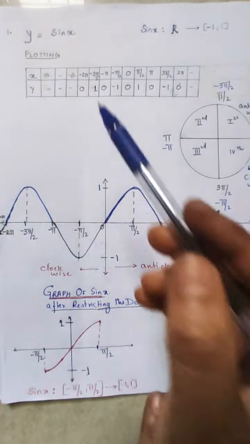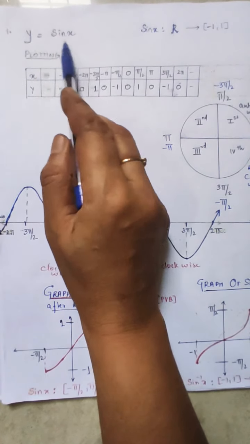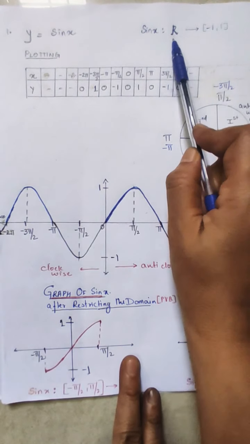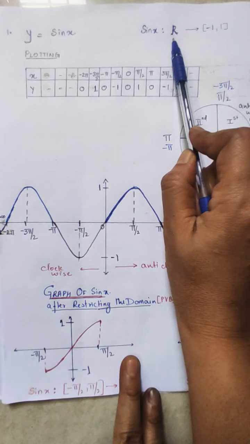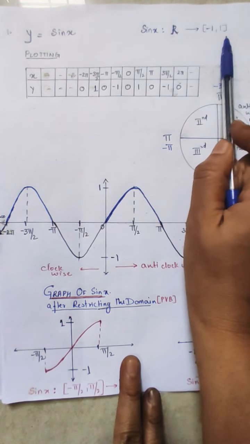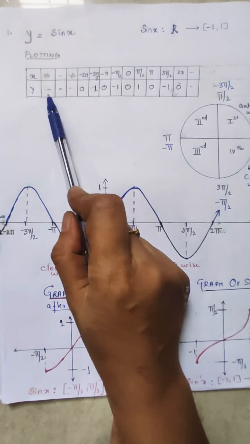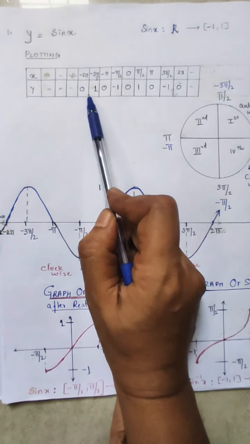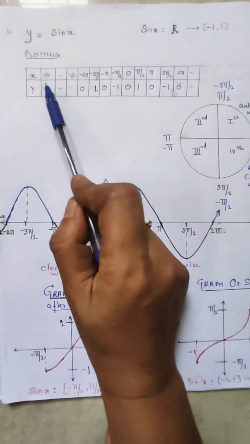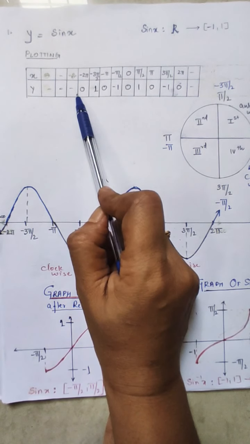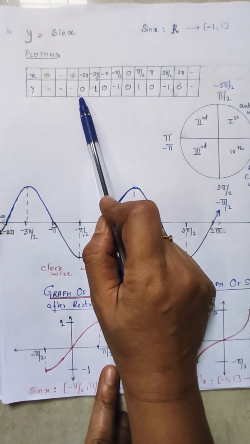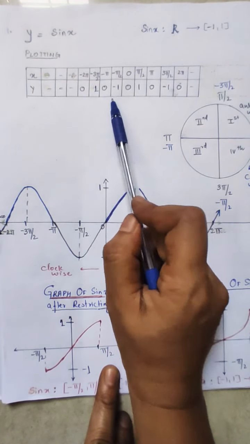The first one is, let y equal to sin x. We are taking the sine function. For sin x, the domain is all real values in terms of radian measure, and the range is the closed interval -1 to 1. Here I have plotted some of the points, and you can see that the range values repeat for different domain values. So it is clear that it is not an invertible function, because an invertible function should be one-one, but here it is many-one.